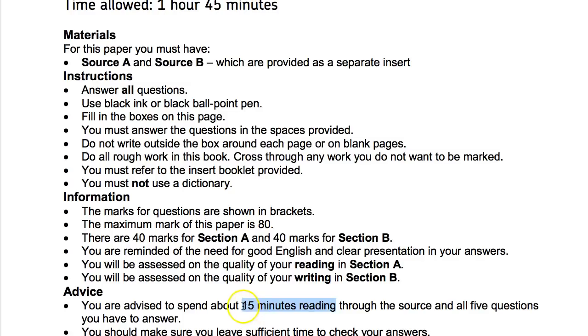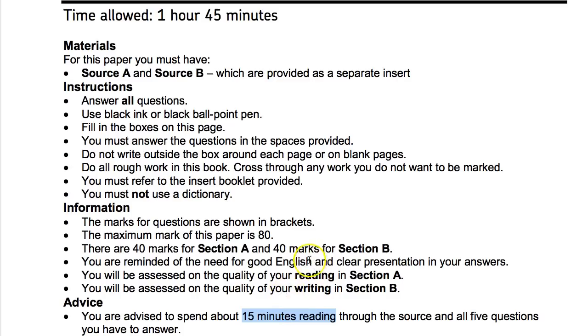So thinking, oh, I'll read this paper and then I'll remember what's in it and I'll understand it better, is actually a false position. It's not the case. That's just the science of the way the brain works. So do not spend 15 minutes reading. You want to start writing straight away. Well, if you do start writing straight away, that means you've got a lot more time to earn your marks.